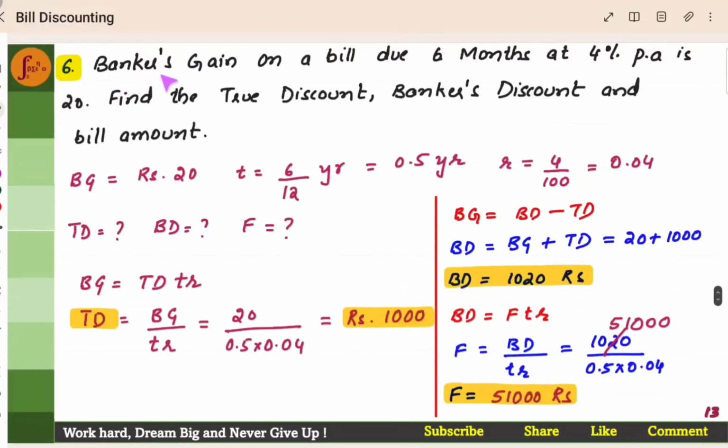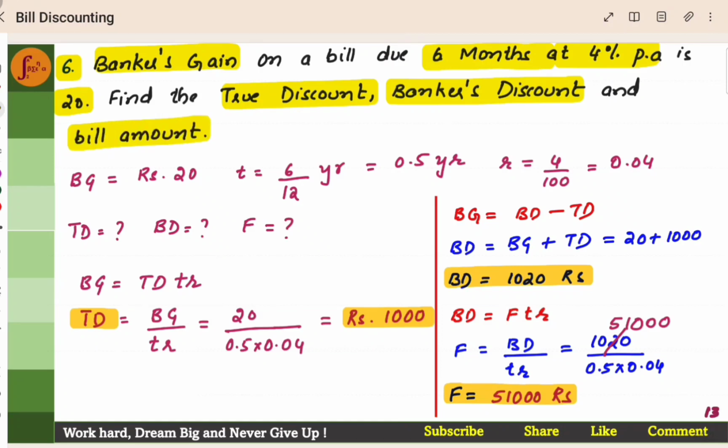Sixth problem, banker's gain on a bill due 6 months. So bill period is there, at rate 4%, R is there, is 20. So banker's gain is 20 rupees. Find the true discount, banker's discount and bill amount. So let's find true discount. True discount is there in two formulas, right? One is this one, TD is BG by TR. Second one is in this particular formula, in the banker's gain formula, you have true discount. Now we'll use this particular formula. Reason is we have banker's gain.